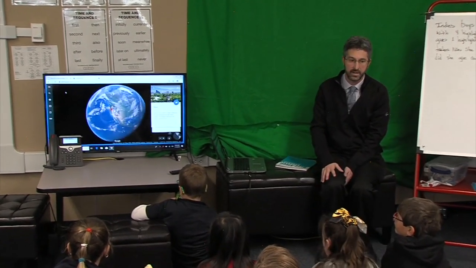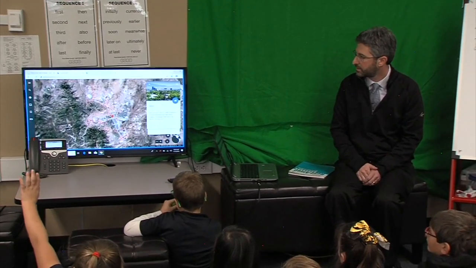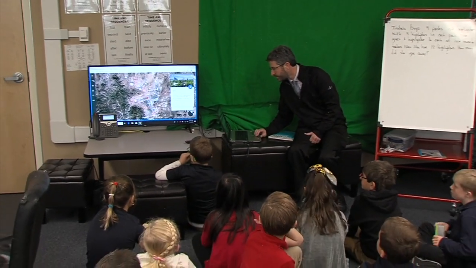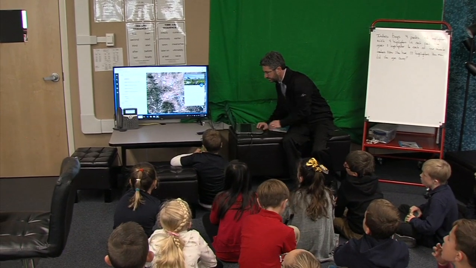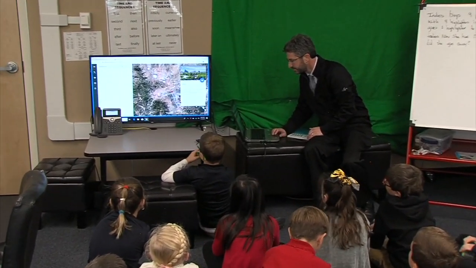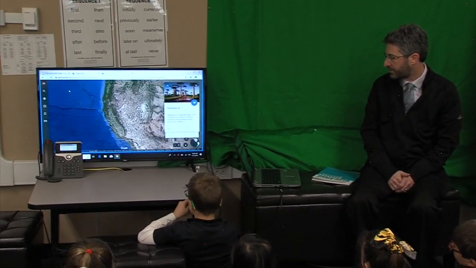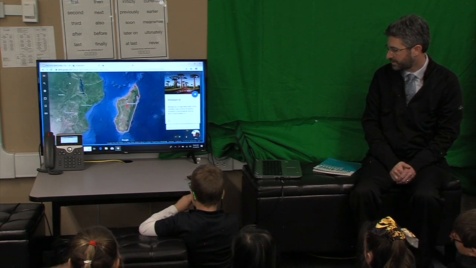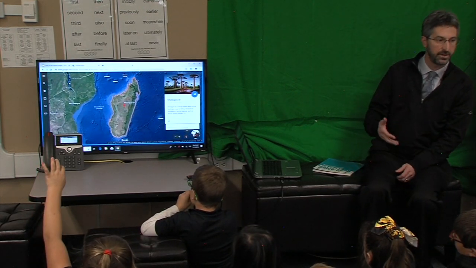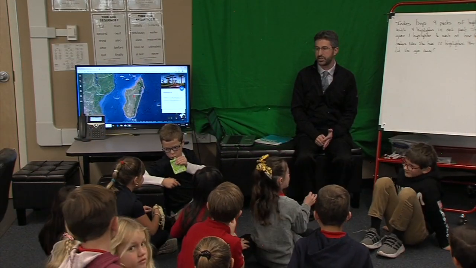And on what continent am I going to find Reno, Gray? North America. Yeah, so we're in North America. So when I type in Madagascar, let's see what happens. So we're moving away from the continent of North America, crossing the Atlantic. And there's Madagascar, and we learned in our reading that's off the coast of Africa. Yeah. All right, nice job, you guys.